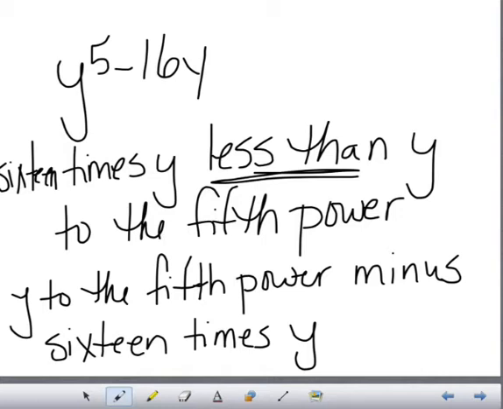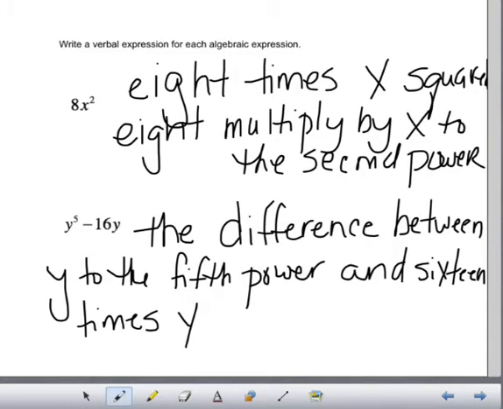All right, so again on this y to the 5th minus 16y, I can say 16y less than y to the 5th power, or I can say y to the 5th power minus 16 times y. The one I did before that was the difference between y to the 5th power and 16 times y. Again, I could say 16 multiplied by y, but that's just taking those algebraic expressions and putting them into words, okay?